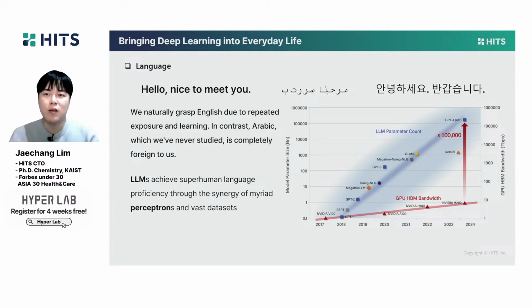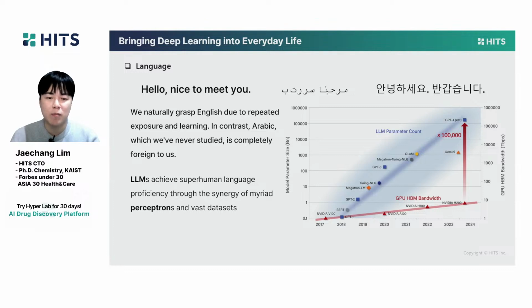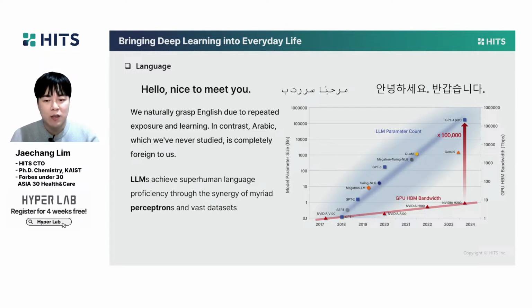However, if we don't know Arabic, we wouldn't be able to understand the meaning of a sentence. Likewise, if deep learning hasn't learned a new language like Arabic, it would struggle to comprehend it. So deep learning makes tasks like translation possible by learning the probability distributions of various languages.